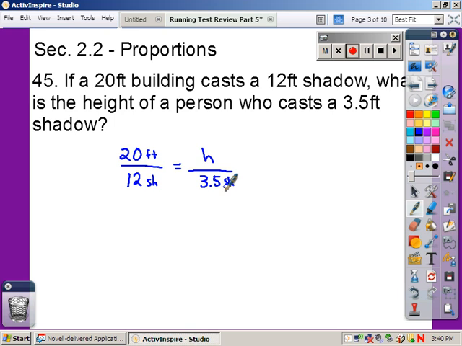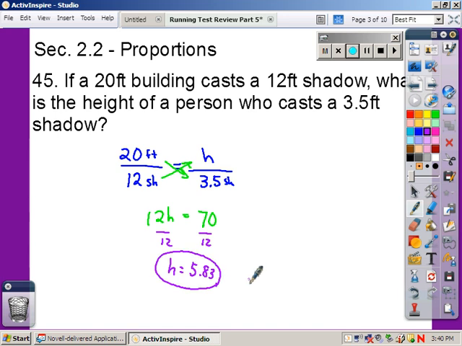Basically, as you can see, it's the height of the building over the shadow height. Here, the height of the person over the shadow height. Same concept on both sides. So we cross multiply. We get 12h equals 70. And in one step, we can divide by 12 on both sides to get h equals 5.83. Our answer is that.